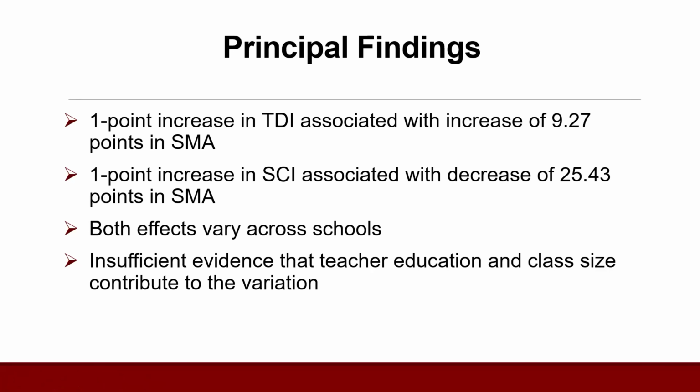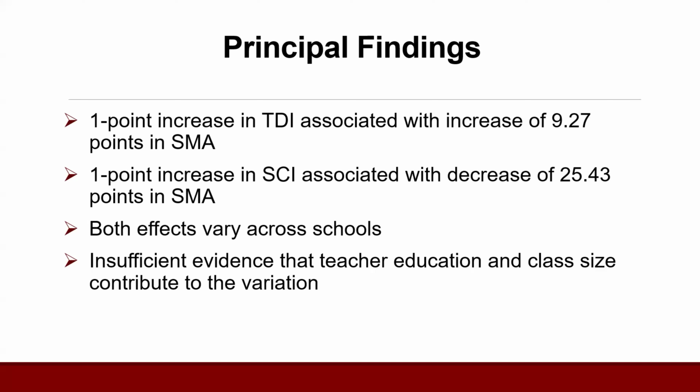Principal findings: we found a 1-point increase in the TDI score was associated with roughly a 9-point increase in math achievement. A 1-point increase in student-centered instruction was associated with a 25-point decrease in math achievement. So it was really counterintuitive for what we expected to find, I guess.